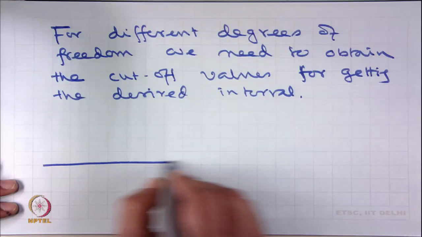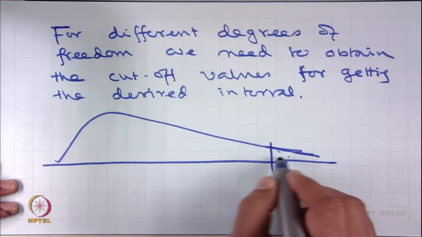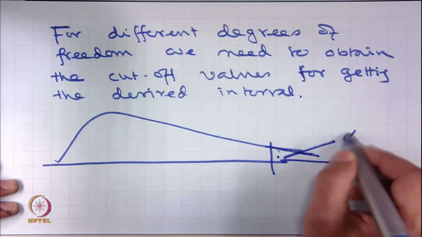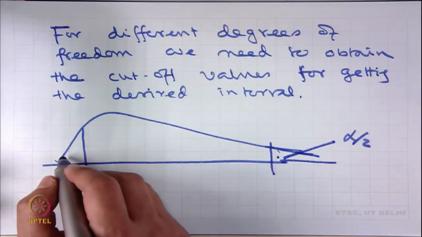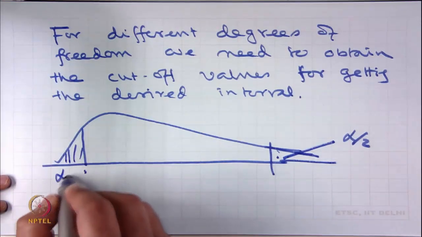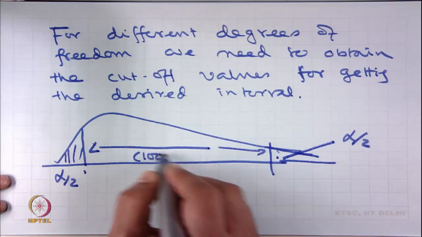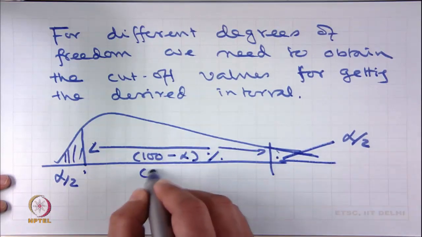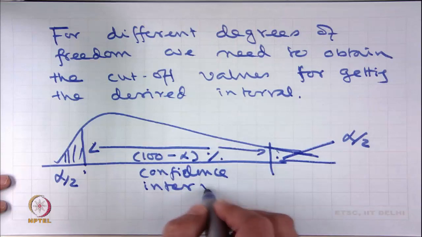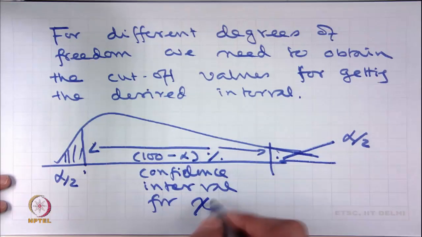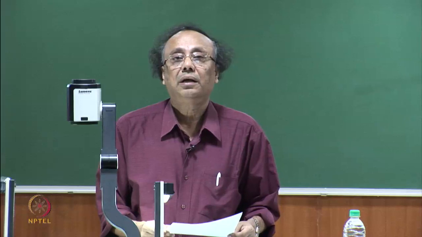Therefore, we will be looking at a value here such that this probability is alpha by 2. We will be looking at a value here such that this probability is also alpha by 2. So that this is the 100 minus alpha percent confidence interval for chi-square. So, let me show the chi-square table.